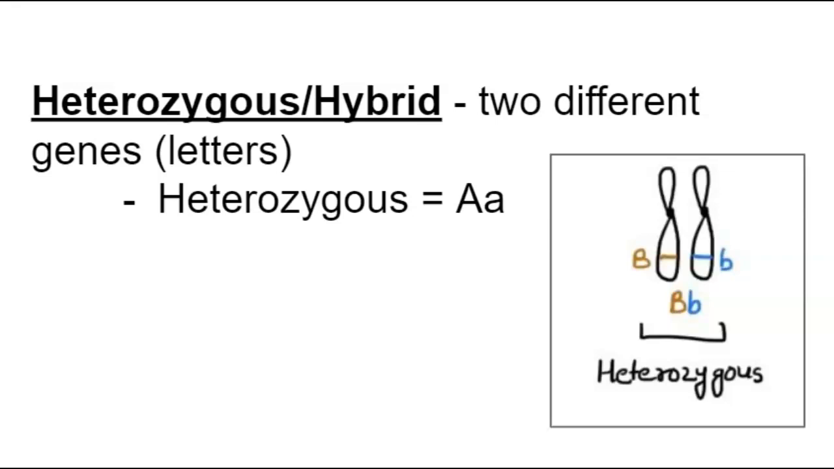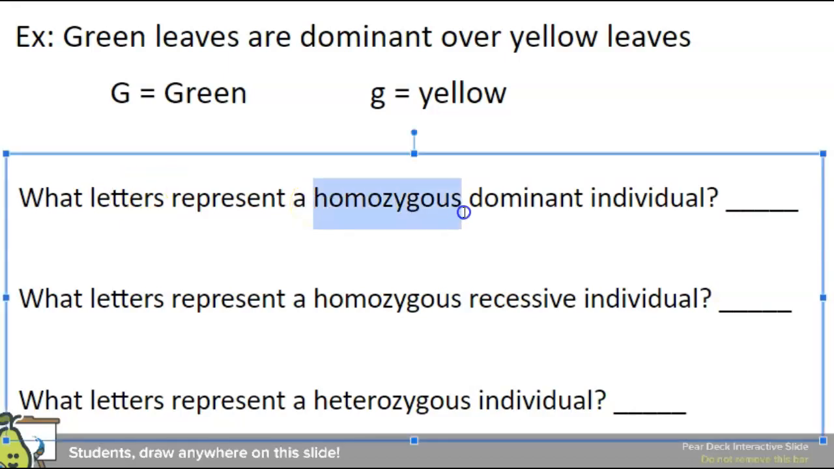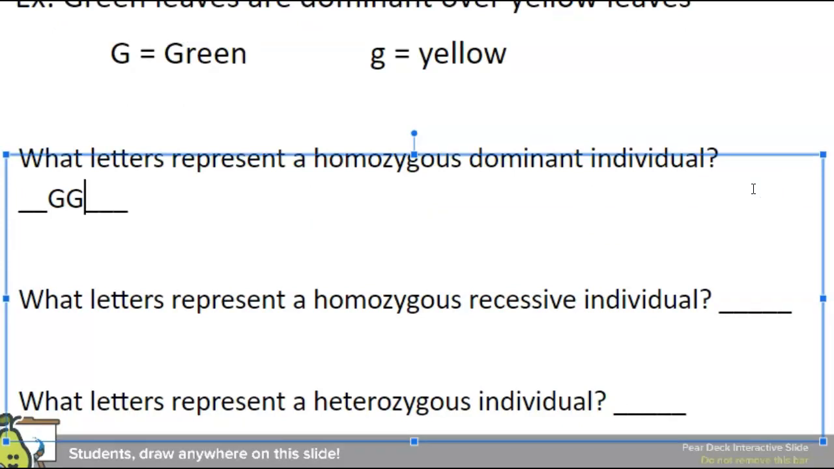So let's do a little practice again, okay? In this example, it says green leaves are dominant over yellow leaves. So we got big G, green, little g, yellow. So I want you to think to yourself, what letters represent a homozygous dominant individual? Homozygous dominant. Remember, homozygous means two of the same. Dominant means the capital letters. So this would be big G, big G.